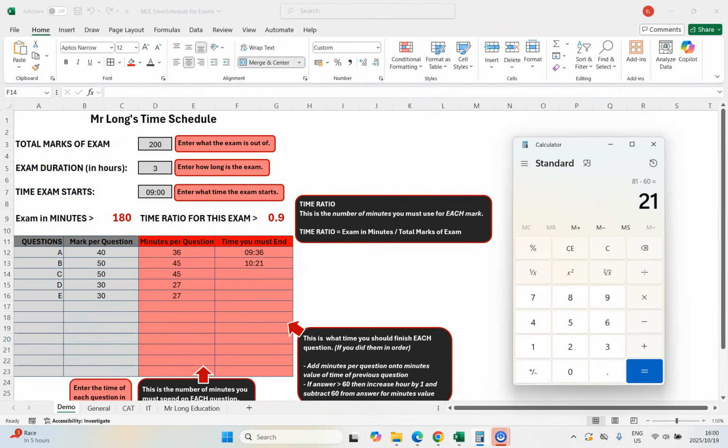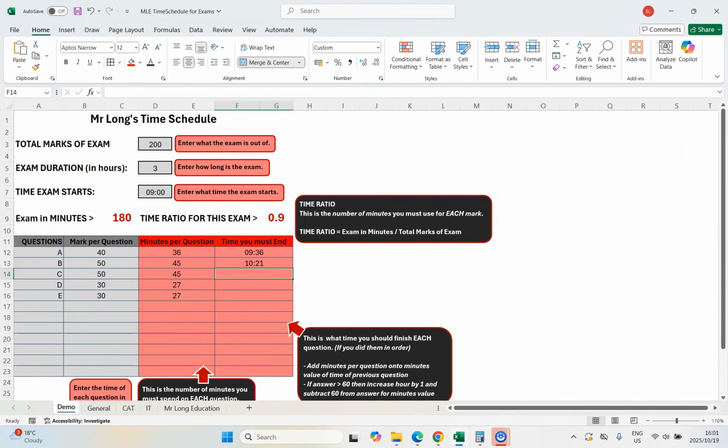So another 45-minute question. We know that the previous question ends on 21. So we've got the 21 there. I'm going to add the 45, and I get a value of 66. That's above 60. So my hour is going to go up to 11, but we're going to minus 60, because there's no 66 minutes. There's 6 minutes. So this question is going to end at 11:06.